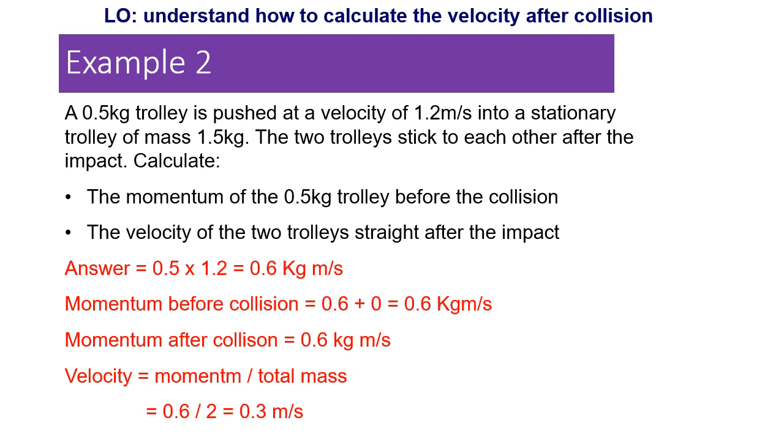Now this is the same momentum after collision. Now we will use the equation velocity equals momentum divided by total mass. The momentum is 0.6 and the total mass is 0.5 plus 1.5, which is 2 kilograms. So 0.6 divided by 2 equals 0.3 meters per second, which is the answer for the velocity.